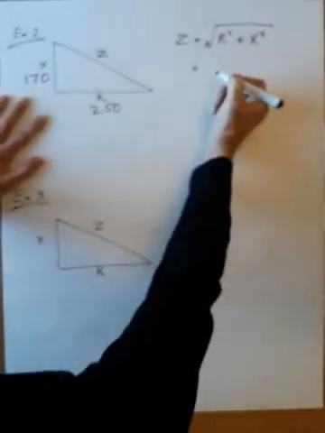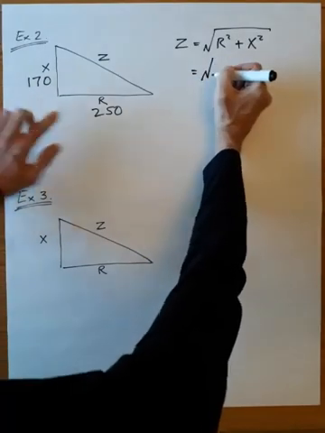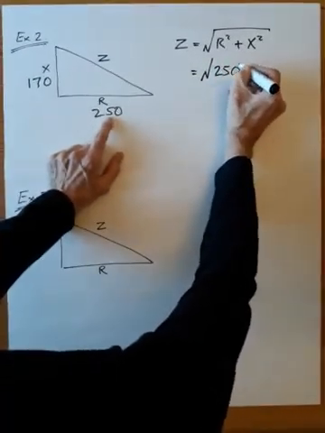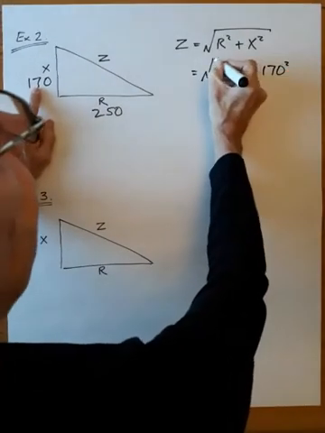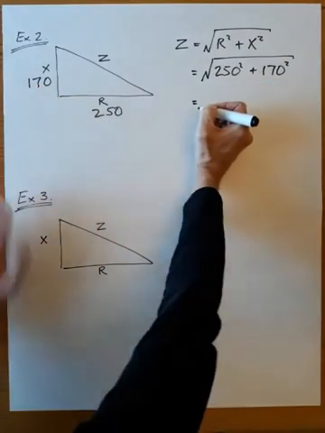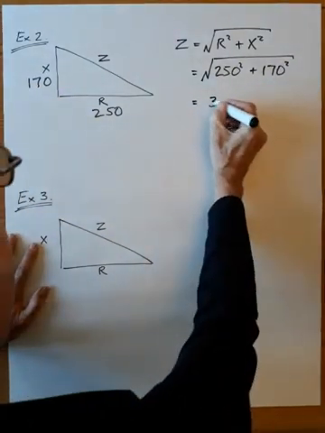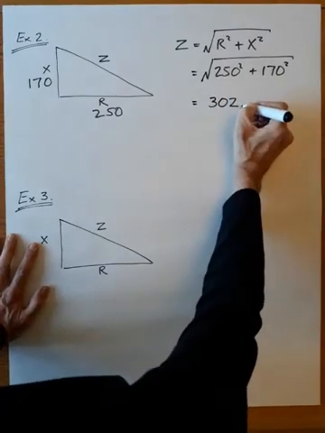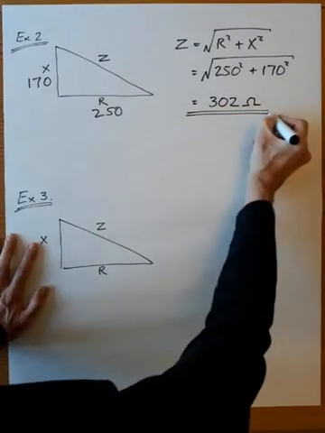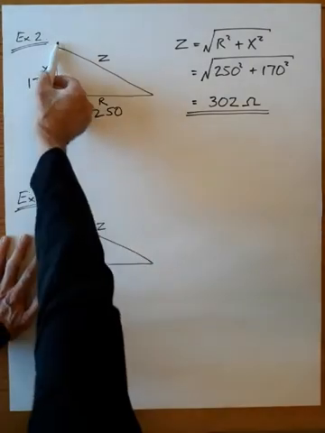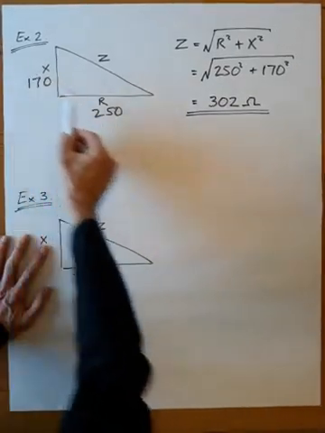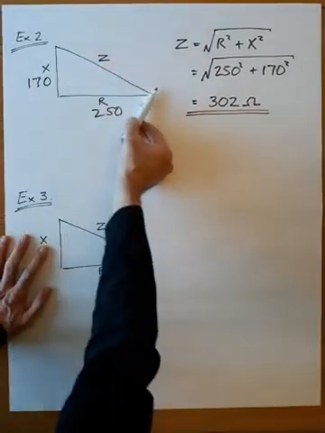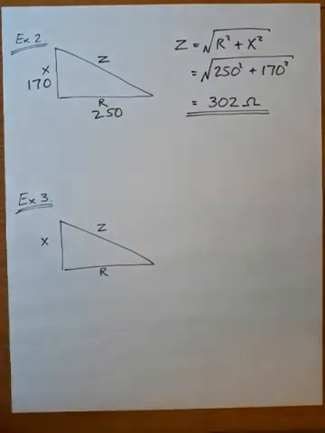If we put the numbers in, it's the square root of 250 squared plus 170 squared. And if you put that into your calculator, you should come out with 302. These are all in ohms. Just a quick check, the hypotenuse must be longer than any of the other two sides, 170, 250, and this is 302. So a reasonable effort. Let's do the last example.